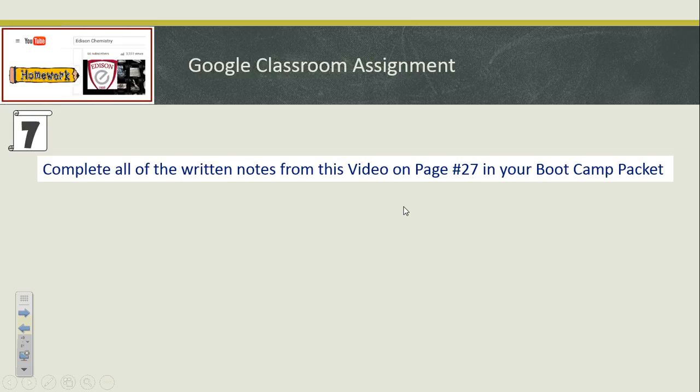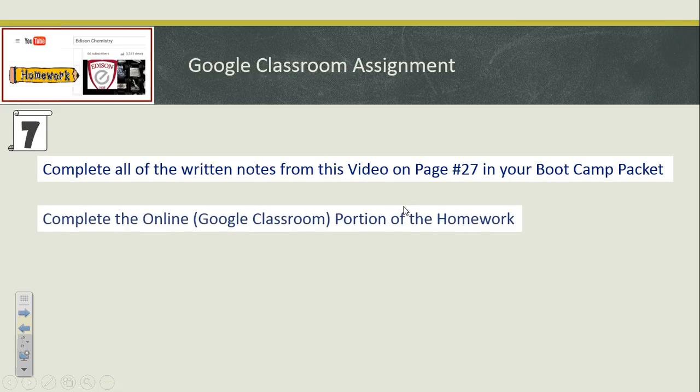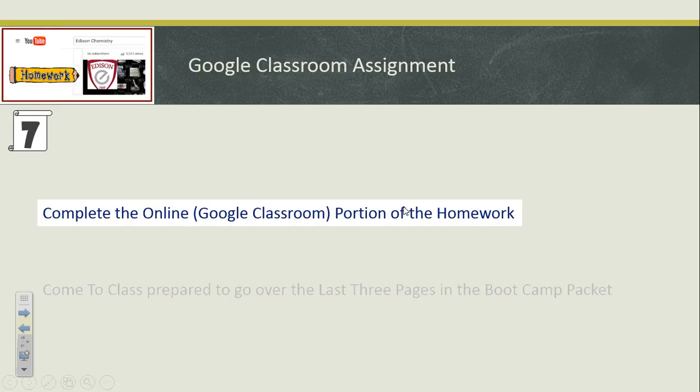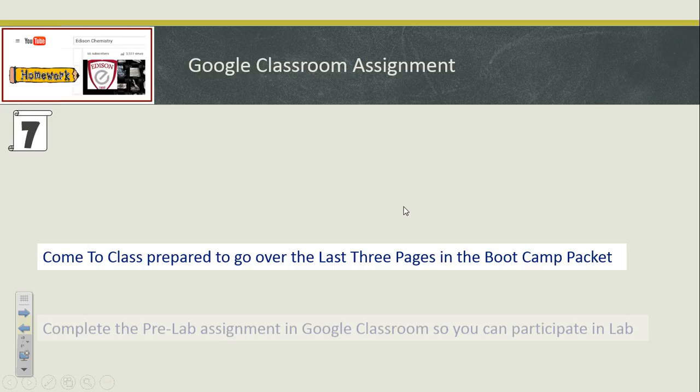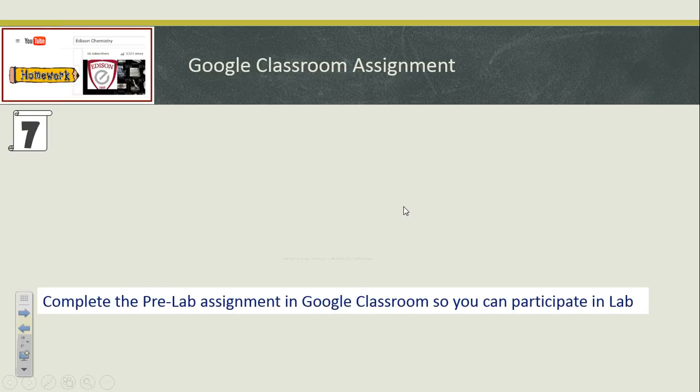Your last Google Classroom assignment of the unit: complete all the written notes on page 27, complete the online portion of the homework, and then come to class prepared to go over the last 3 pages in boot camp. But most importantly, there's going to be a pre-lab assignment in the Google Classroom so you can participate in the lab. Get your first 100 lab minutes of the year.